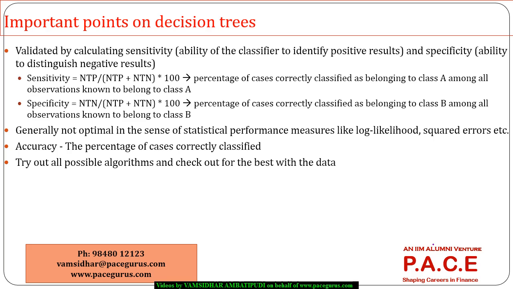A few important points that we really need to understand when we look at decision trees is, whenever we are trying to validate the decision tree, how good it is, we look at two important calculations. One being the sensitivity, to what extent it is able to identify the positive result. So let's say, let me build a small grid.